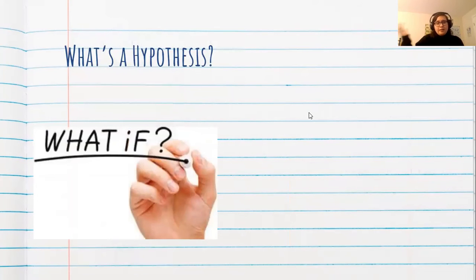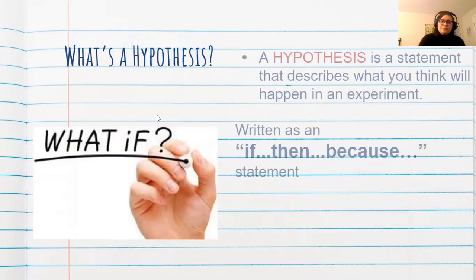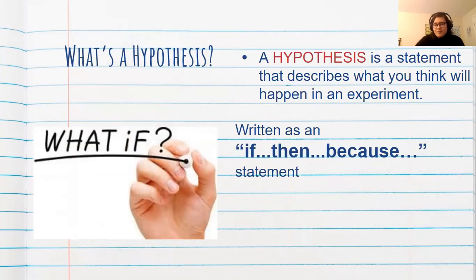So in order to design an experiment, you first have to write a hypothesis. A hypothesis is sort of a what-if statement. It describes what you think is likely to happen in an experiment. And in our class, we're going to write this in an if, then, because statement. So sometimes you'll hear that hypotheses are if-then statements, but we think it's important to add a because, otherwise you're not making an educated guess, you're just making a guess. You should justify why you think it's going to happen based on the science you already know.